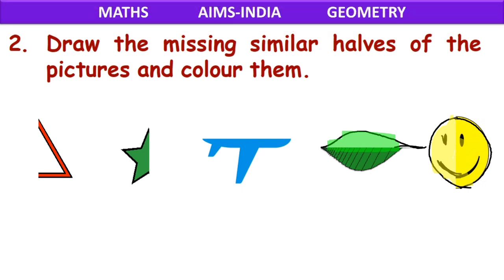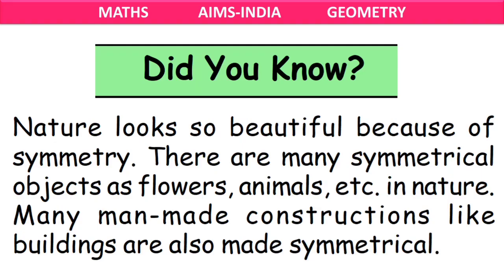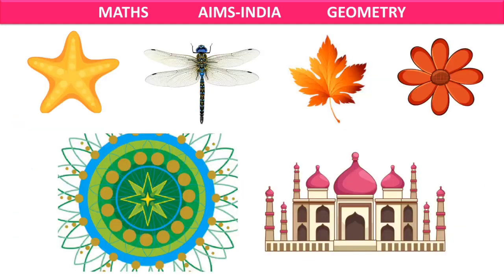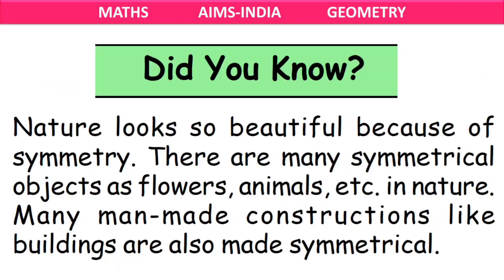Now this is how we understand symmetry. What is symmetry, children? An object is said to be symmetrical when it has two identical halves. Identical halves are nothing but the mirror halves. Did you know? Nature looks so beautiful because of symmetry. There are many symmetrical objects such as flowers, animals, etc. in nature. Many man-made constructions like buildings are also made symmetrical.